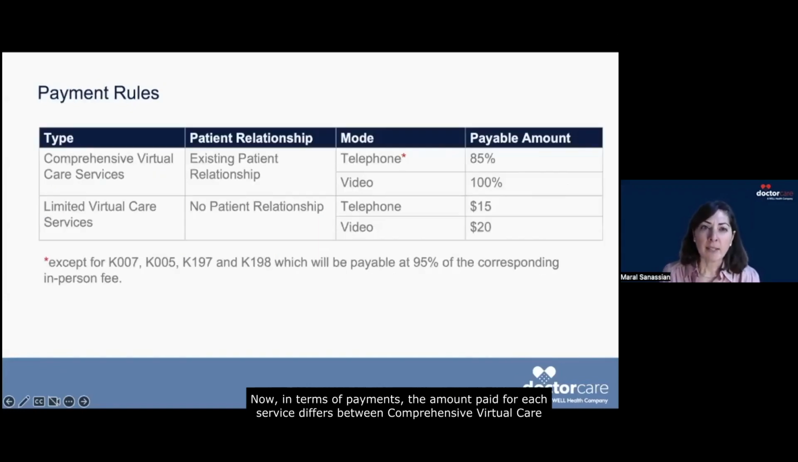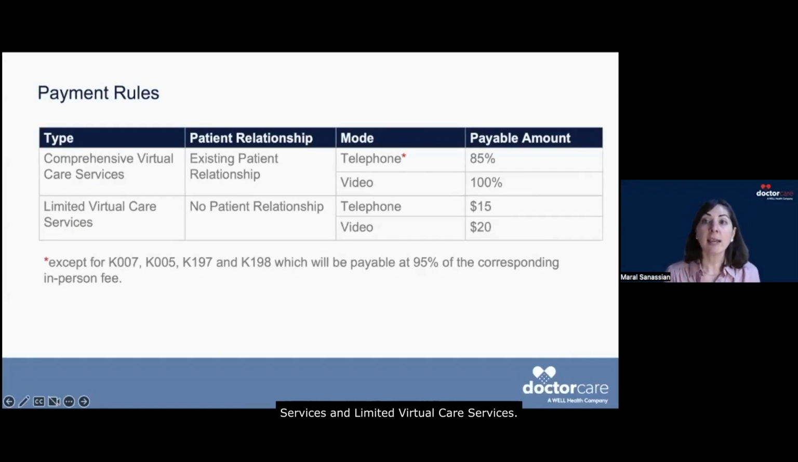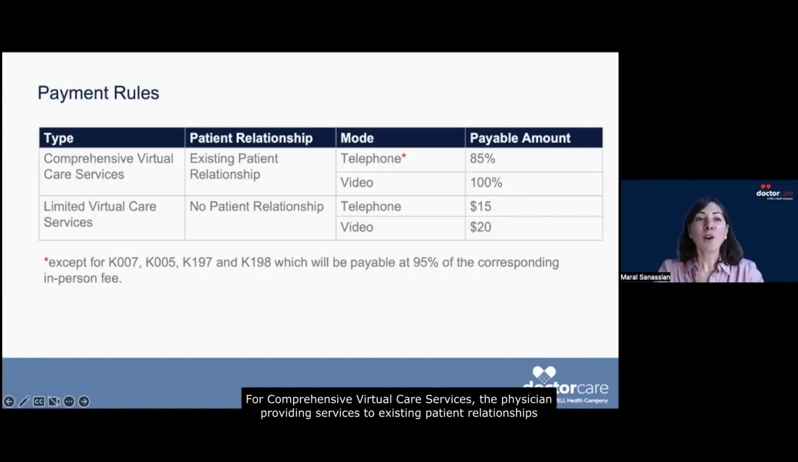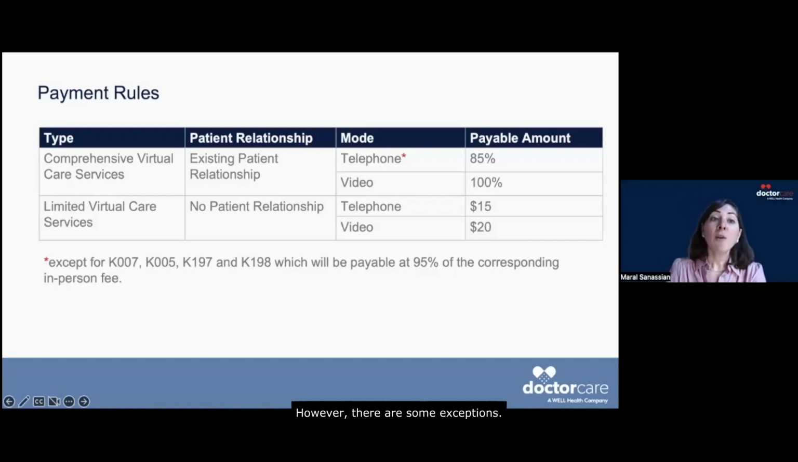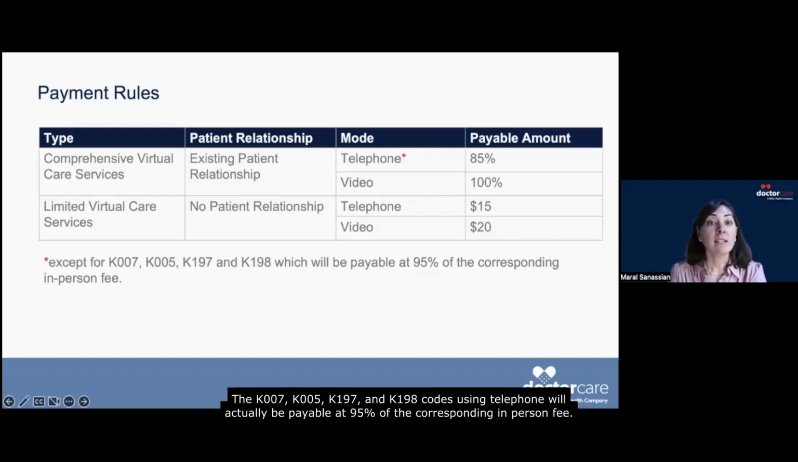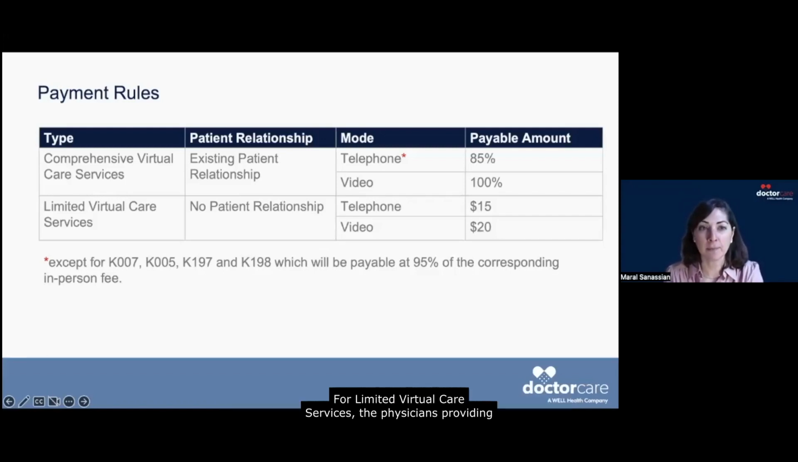Now, in terms of payment, the amount paid for each service differs between comprehensive virtual care services and limited virtual care services. For comprehensive virtual care services, the physician providing services to existing patient relationships rendered by telephone will be paid at 85% of the fee amount, while video will be paid at 100% of the fee amount. However, there are some exceptions. The K007, K005, K197, and K198 codes using telephone will actually be payable at 95% of the corresponding in-person fee.